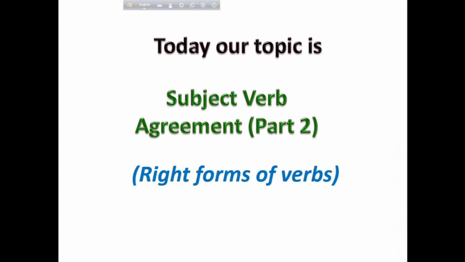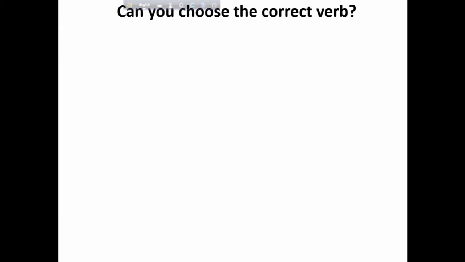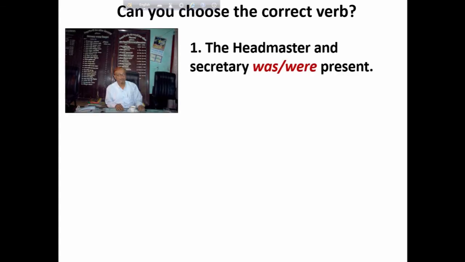Today our topic is subject verb agreement part 2. That means right forms of verbs. Can you choose the correct verb? The headmaster and secretary was or are present. So it will be was.